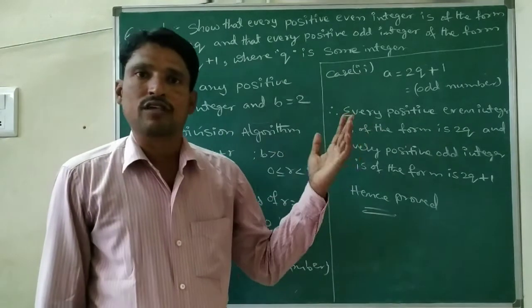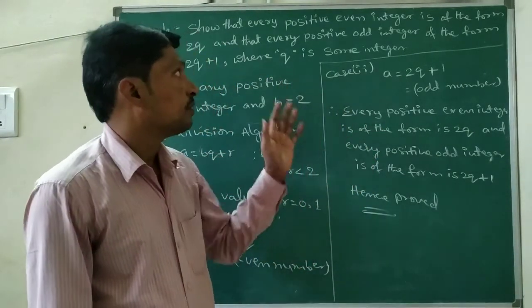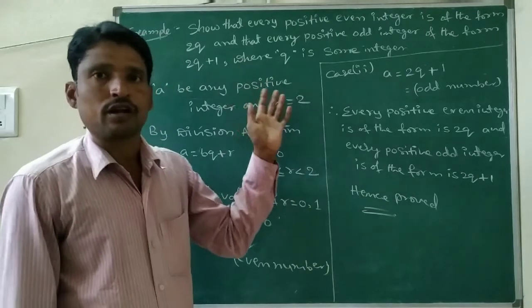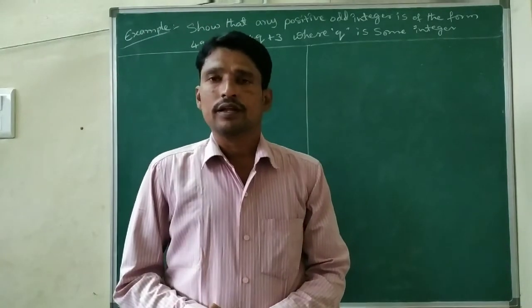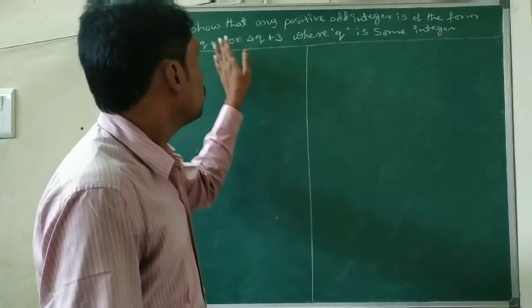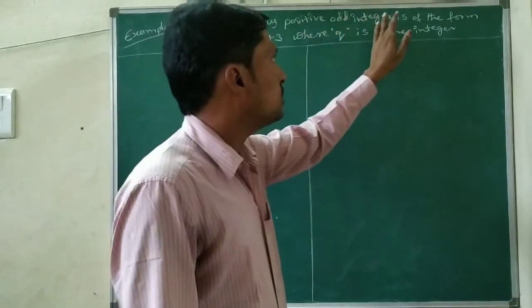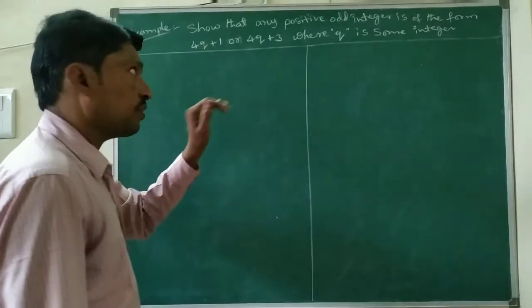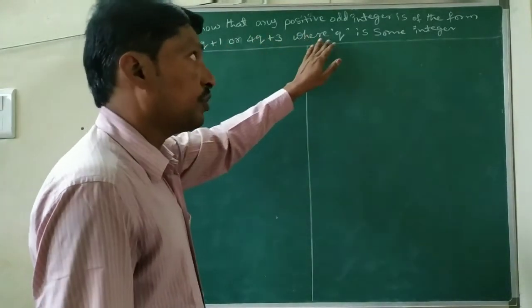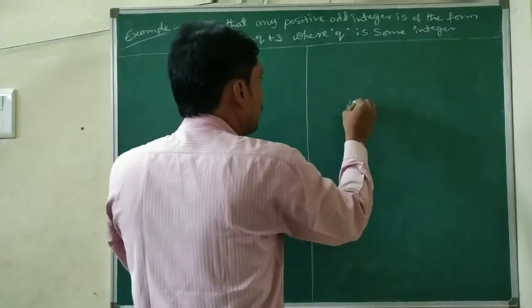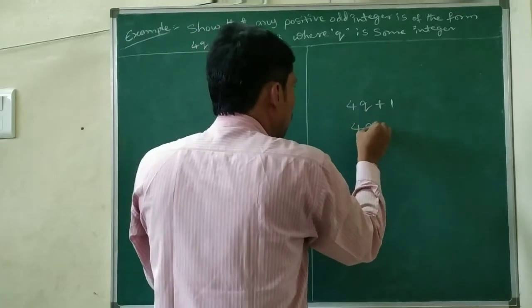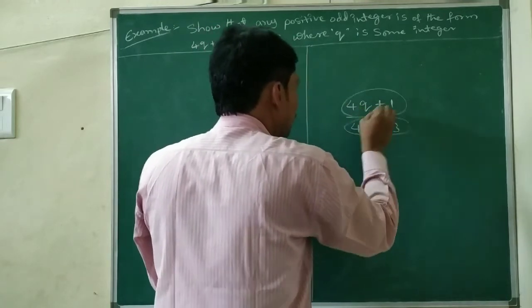Now we will discuss one more example that is the same as this model. We need to use the division algorithm only. Next example: show that any positive odd integer is of the form 4q plus 1 or 4q plus 3, where q is some integer. These two we need to show.